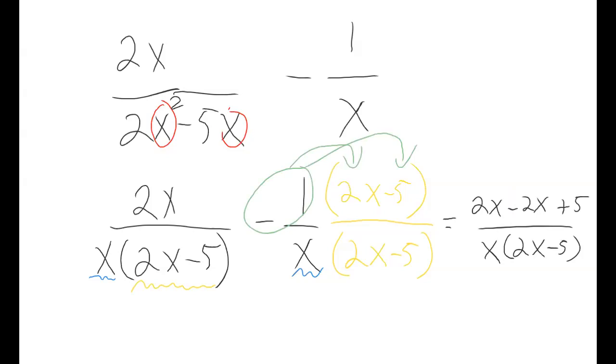So this first 2x is that guy right there. I put a red box around those two. That's where he came from. The rest of that expression came from distributing that -1 times the 2x minus 5 in yellow.